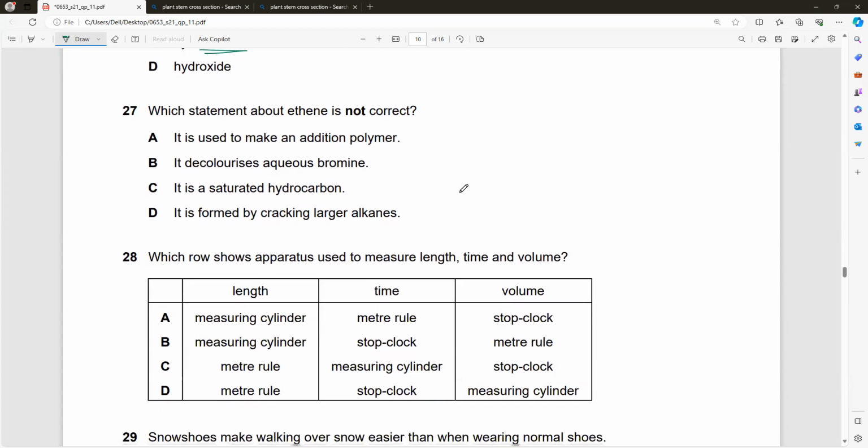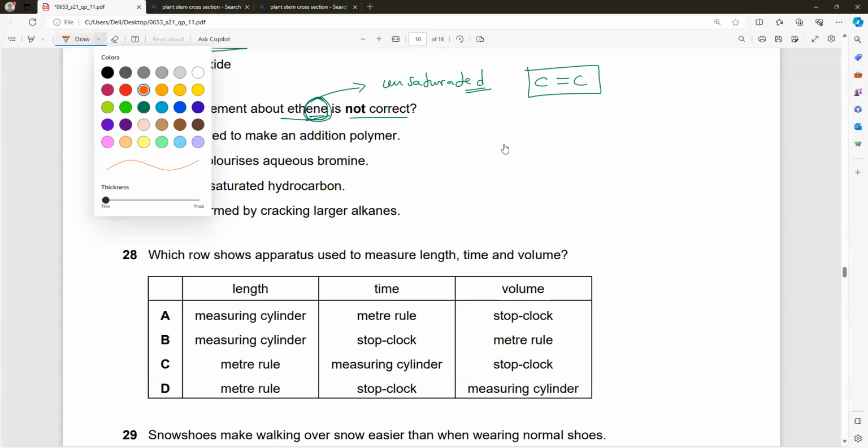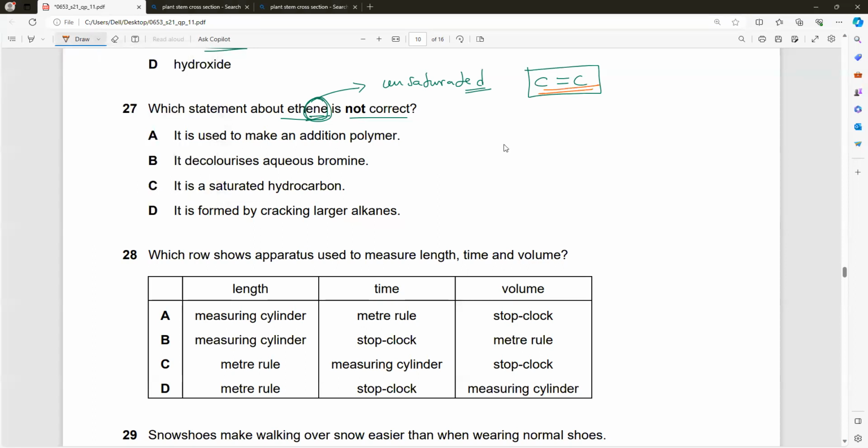That's all. Which statement about ethene is not correct? What is ethene, guys? Saturated or unsaturated? All of you? You don't even know whether ethene is saturated or unsaturated. It is unsaturated. Which means what? Carbon-carbon double bond or single bond? Ethene has a carbon-carbon double bond.